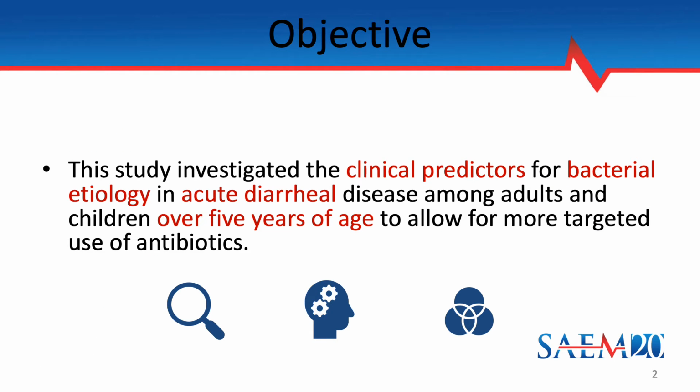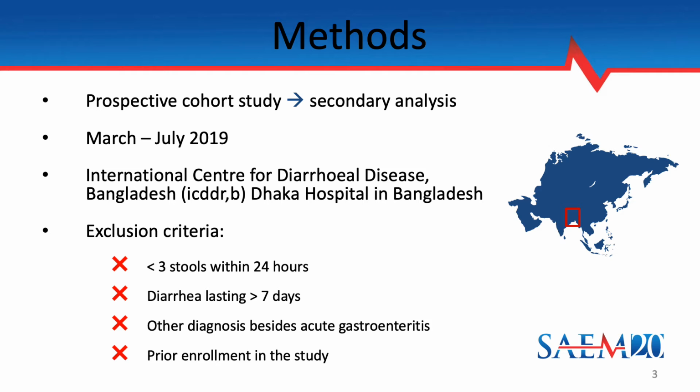As such, the aim of this study is to investigate the clinical predictors for bacterial etiology in acute diarrheal disease among adults and children over 5 years of age. This study was a secondary analysis of data collected from a prospective cohort study of adults and children over 5 years old presenting with acute gastroenteritis at ICDDRB's Dhaka Hospital in Bangladesh from March to July 2019.